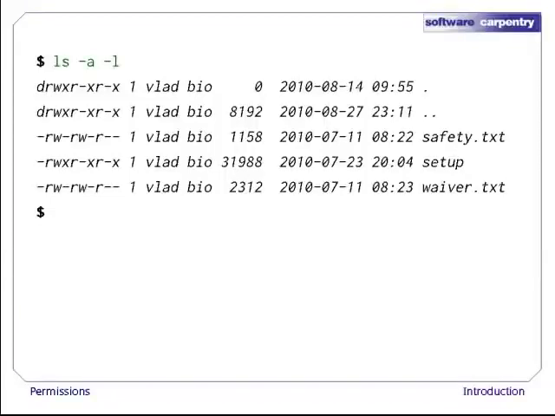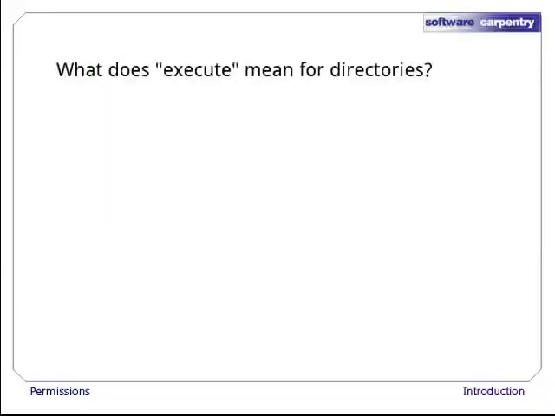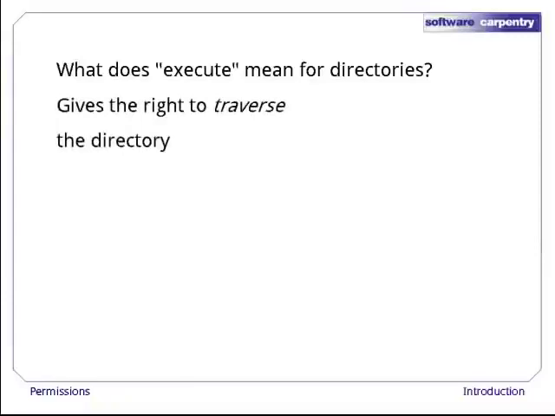hidden. As you can see, the permissions for . and .., this directory and its parent, start with a d. But look at the rest of their permissions. The x means that execute is turned on. What does execute mean for a directory? It's not a program. How can we run a directory? In fact, x means something different for directories. It gives someone the right to traverse the directory, but not look at its contents.